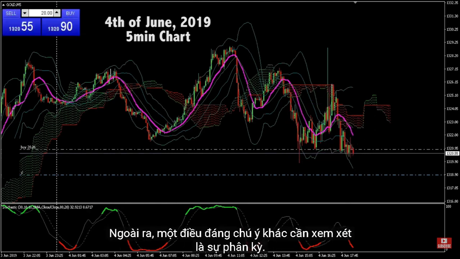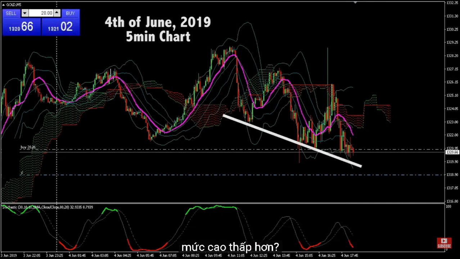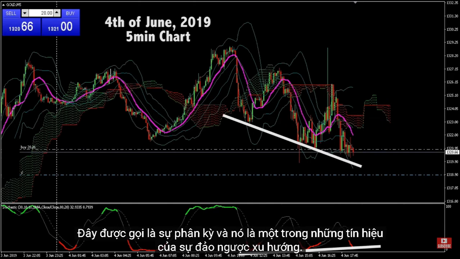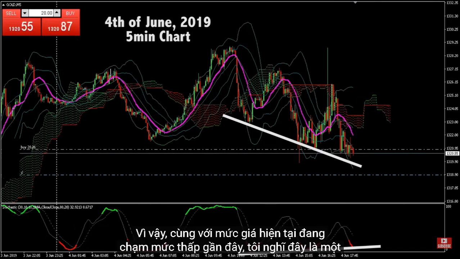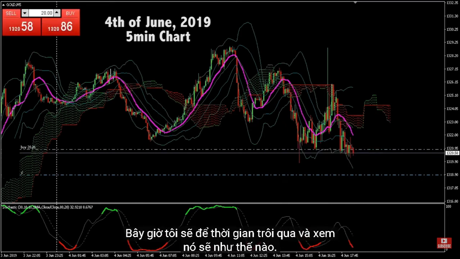Also, another remarkable thing to look at is the divergence. You see how it's creating divergence where price makes lower lows and stochastic shows lower highs. This is called divergence, and it's one of the signals of a trend reversal. So along with the current price level that's hitting the recent low, I think it's a great chance to buy here. Now I'll let the time go by and see what it's going to be.